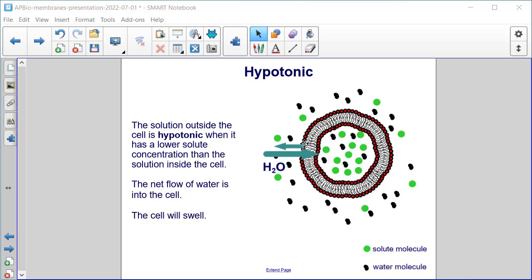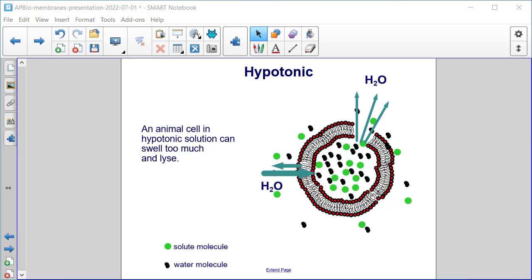When that happens, water will flow into the cell. Water flows in the direction of the higher solute concentration, so toward the higher solute concentration. So water will flow into the cell and the cell will swell. It will get bigger. An animal cell in a hypotonic solution, because it doesn't have those rigid cell walls, can swell too much. And when that happens, a cell will lyse or break, as you see here, and then the contents obviously come rushing out.